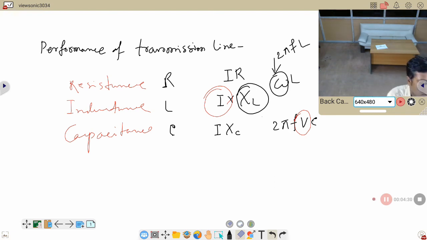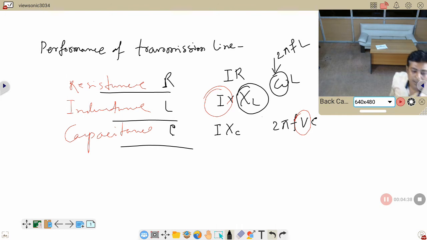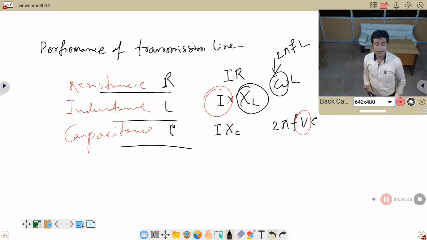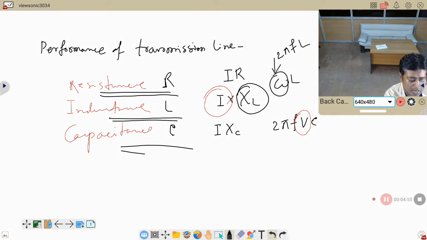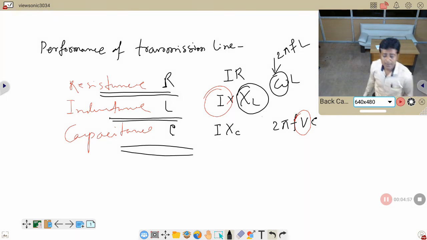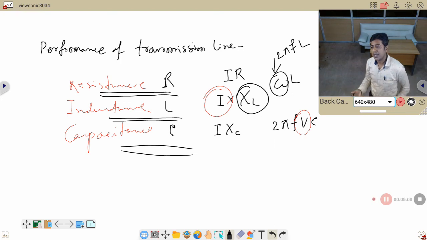Now, as there are three parameters, resistance, inductance and capacitance, how will these parameters influence the transmission line? How much each parameter affects the transmission line determines the efficiency and the regulation of the transmission line. This is the fact.